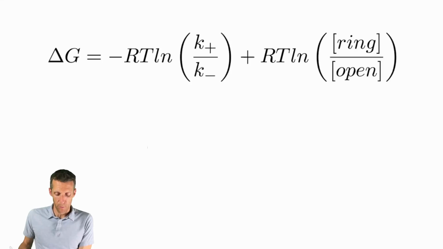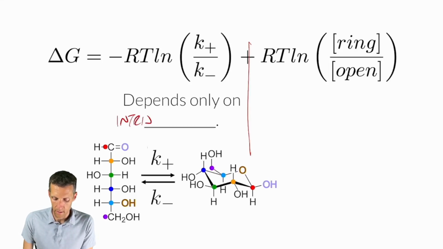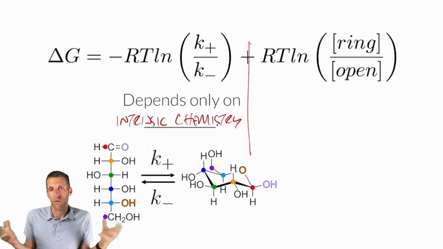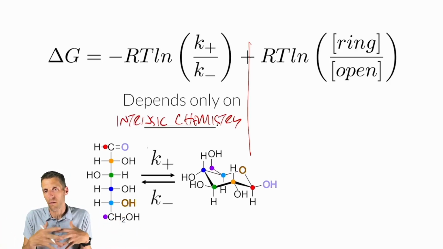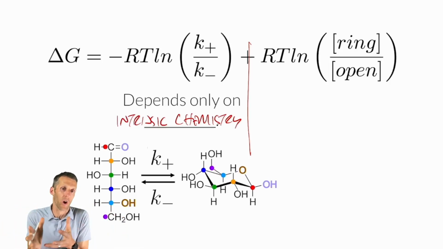So we've written out this expression that free energy, delta G, equals minus RT log of K plus over K minus, plus RT log of concentration of ring over concentration of open. This is cool because the left side depends only on intrinsic chemistry, right? This just depends on the propensity of a ringed molecule, a linear molecule to form a ring and a ring to form a linear. This has nothing to do with the concentration of anything. This is just determined by the chemistry of this carbohydrate.